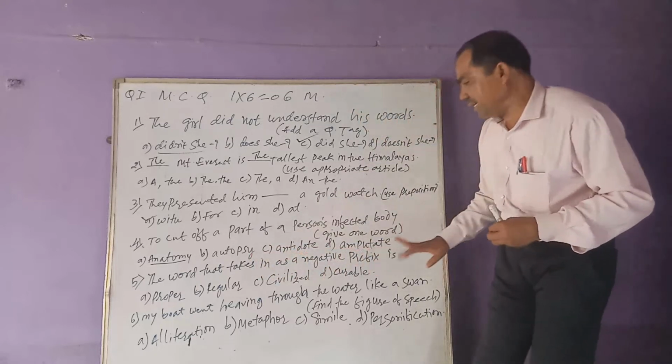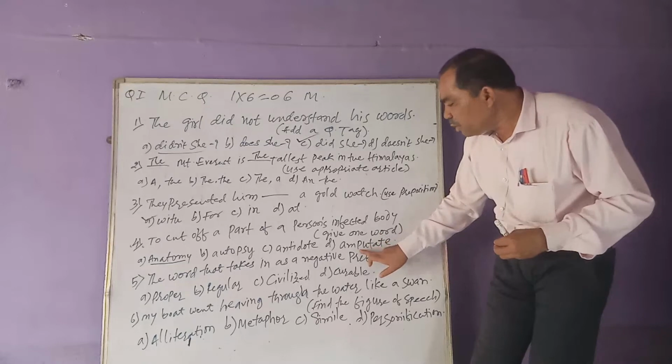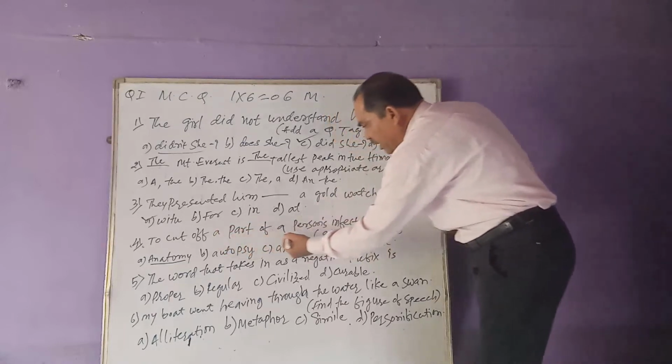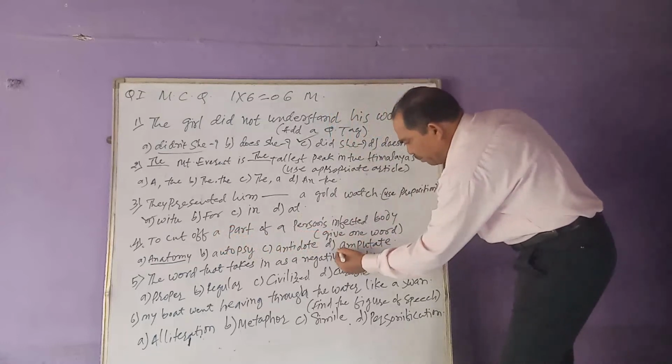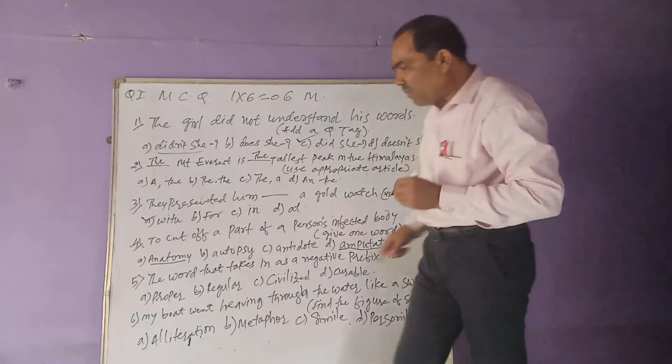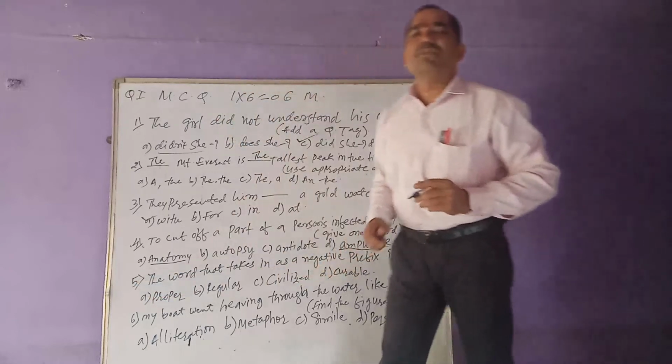Then amputate. What is amputate? Yeah, amputate is the correct answer: to cut off a part of a person's infected body, that surgery has been called amputate. In the same way, the question number fifth one. What is question number fifth one?